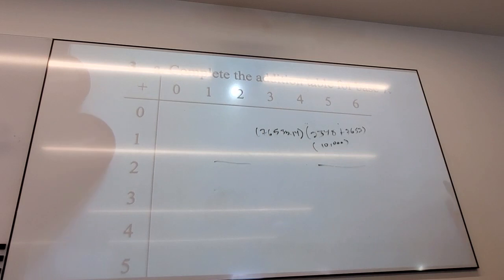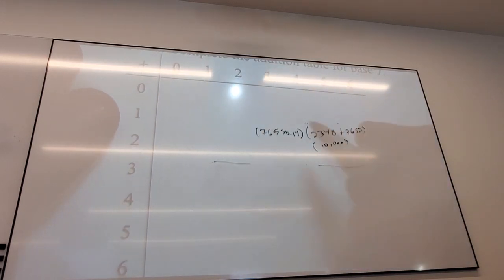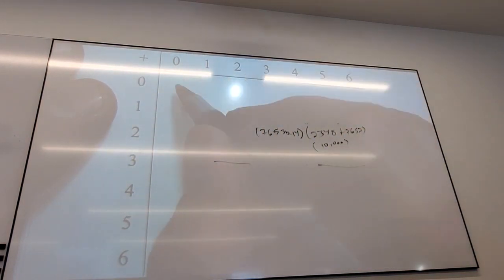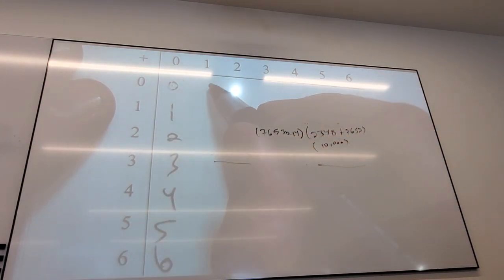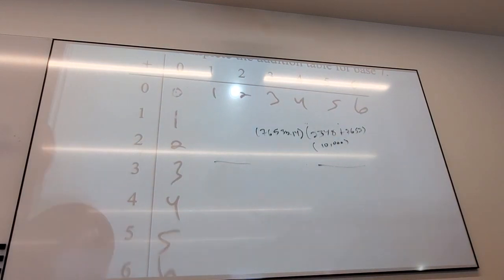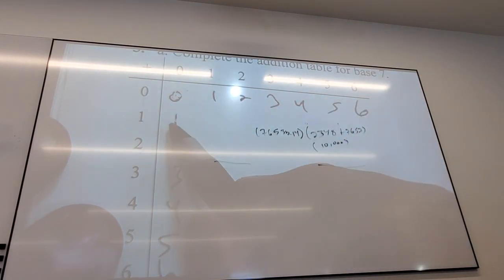Like, the easiest ones to fill in are what? The zeros and ones. Yeah, so this will be 0, 1, 2, 3, 4, 5, 6. 1, 2, 3, 4, 5. Now the neat thing is, when I go to the next one, I'm just going to add 1 to each of these. Does that make sense?